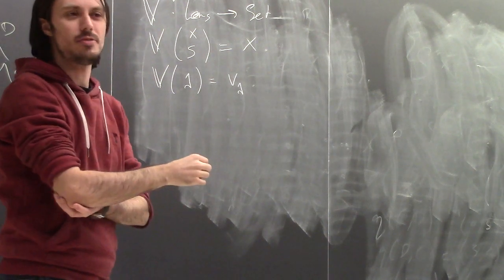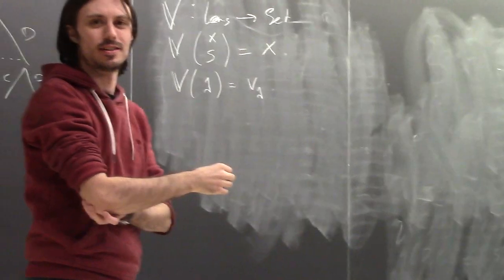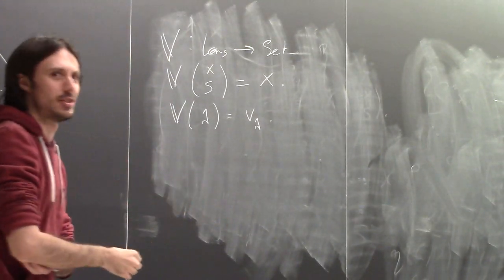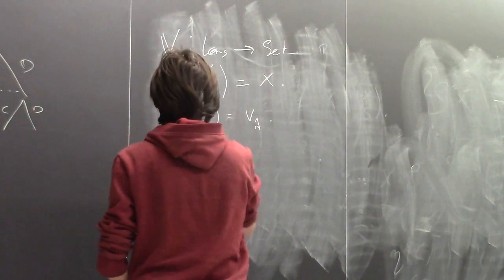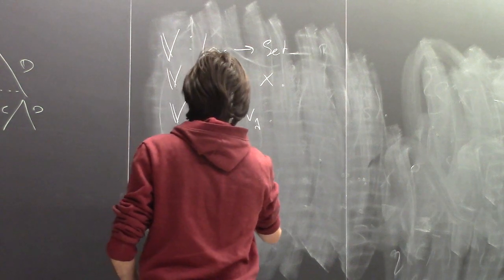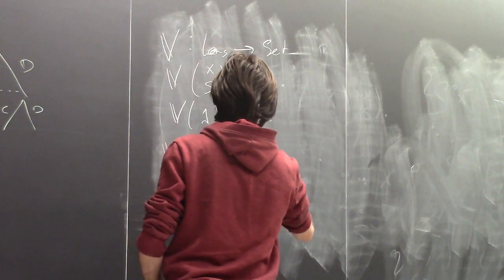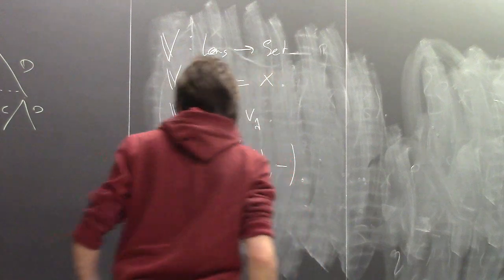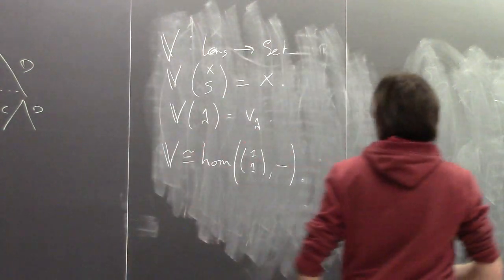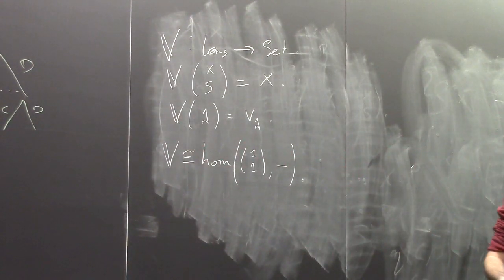But it turns out, did you cover representable functors? You didn't, right? No, okay, I don't imagine that's mentioned. If anyone knows what a representable functor is, this is the functor represented by the monoidal unit. If you don't, you can ignore that.